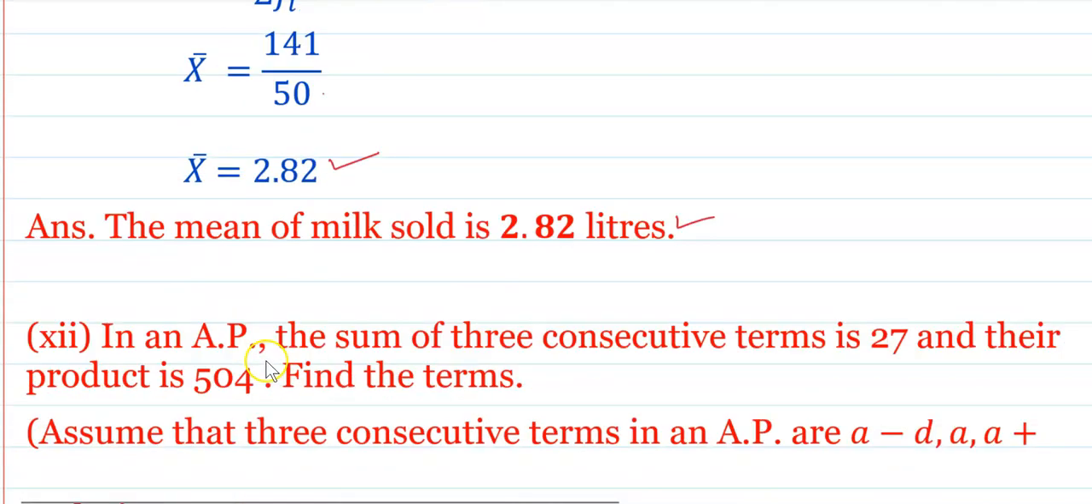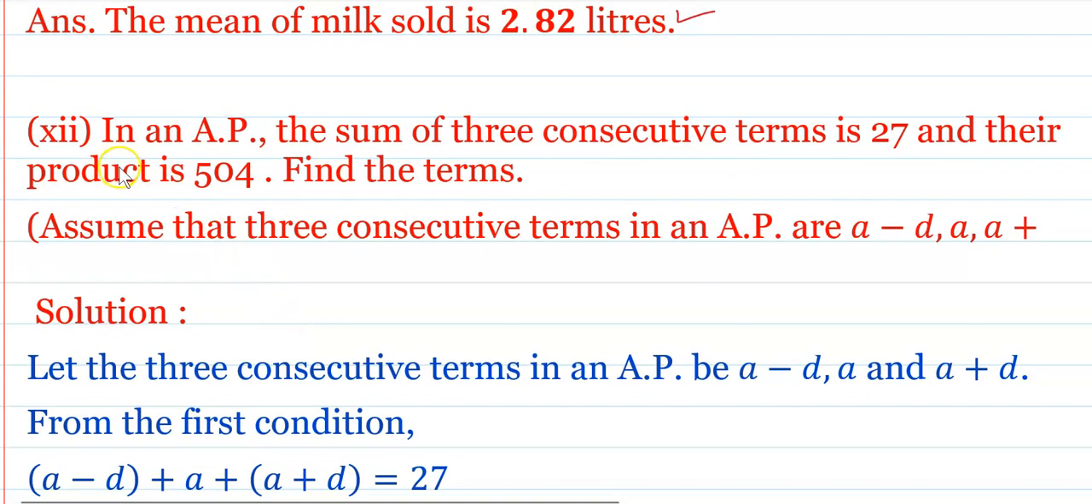Okay. Now the next question. In an AP, the sum of 3 consecutive terms is 27 and their product is 504. Find the terms. Assume that the 3 consecutive terms in AP are a minus d, a, a plus d. Let the 3 consecutive terms in AP be a minus d, a and a plus d.